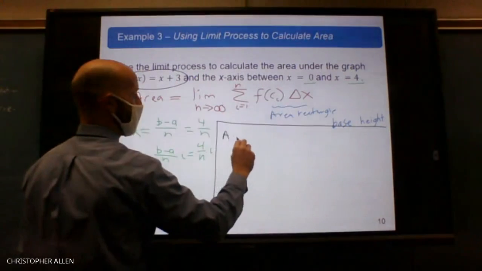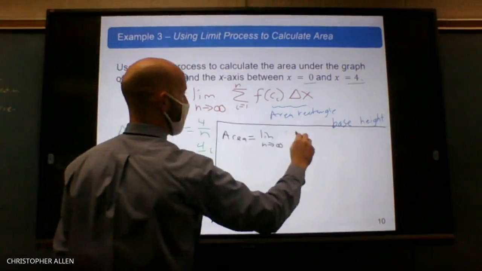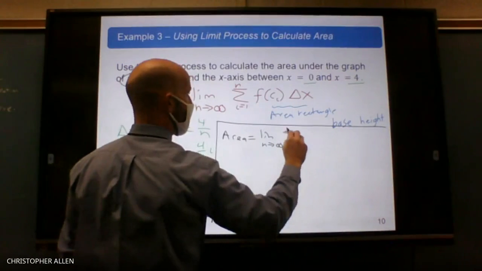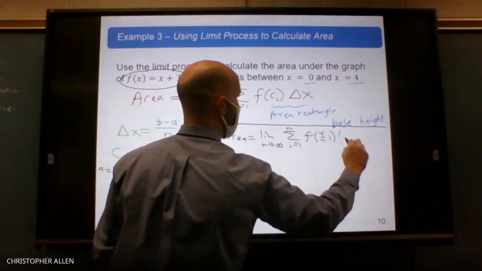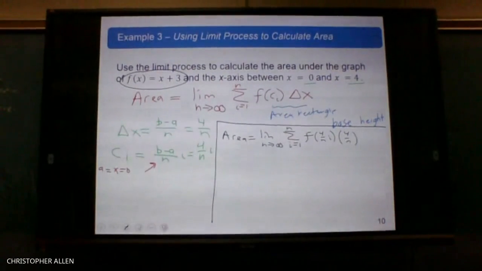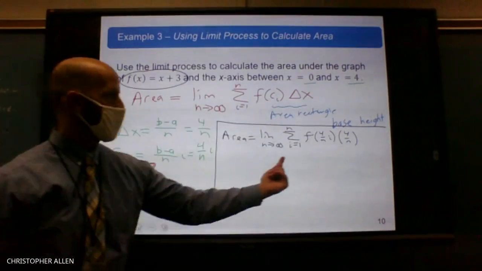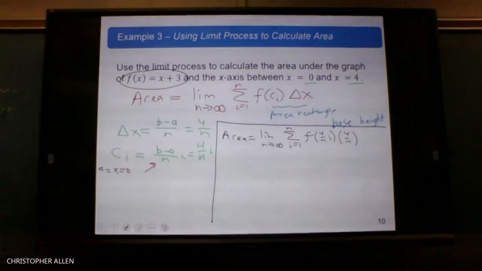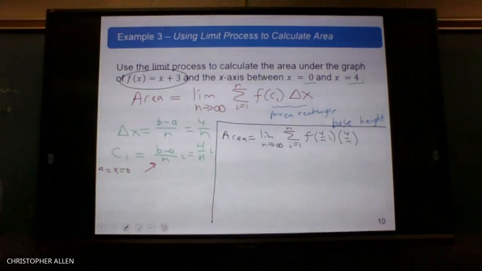So I'm telling you that the area is going to be equal to the limit as n goes to infinity of the summation from i equals 1 to n of f of 4i over n, times 4 over n. So the only thing I've done here is where there was that delta x, I changed that to 4 over n. The only other thing I did is see where that c sub i is? I just plugged in 4 over n times i. Oh, one other thing. That i has nothing to do with the imaginary unit that you learned in pre-calc, okay? We're not doing any imaginary number stuff in here.